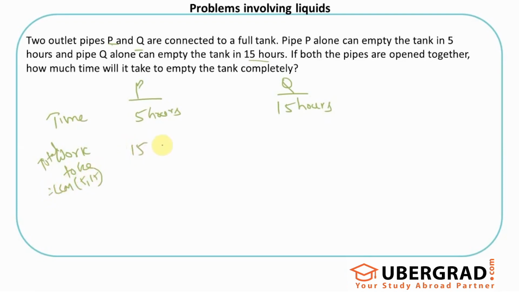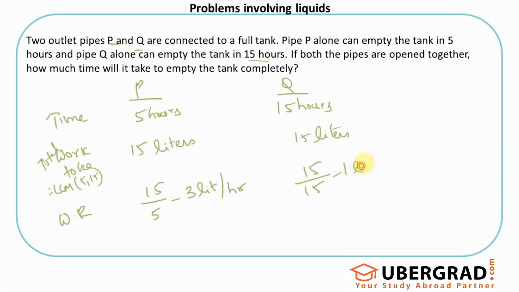So instead of putting bricks here, for the sake of correct example, I'll use liters. This is referring to tank and liquids, right? So we'll call the total work 15 liters. So if the tank is of capacity 15 liters, it's basically filling or emptying, in this case, the entire 15 liters in 5 hours and 15 hours. So what is the work rate of P? It has to empty 15 liters. That's the work to be done in 5 hours. So that's basically emptying 3 liters every hour. For Q, 15 liters by 15 hours is basically 1 liter per hour.